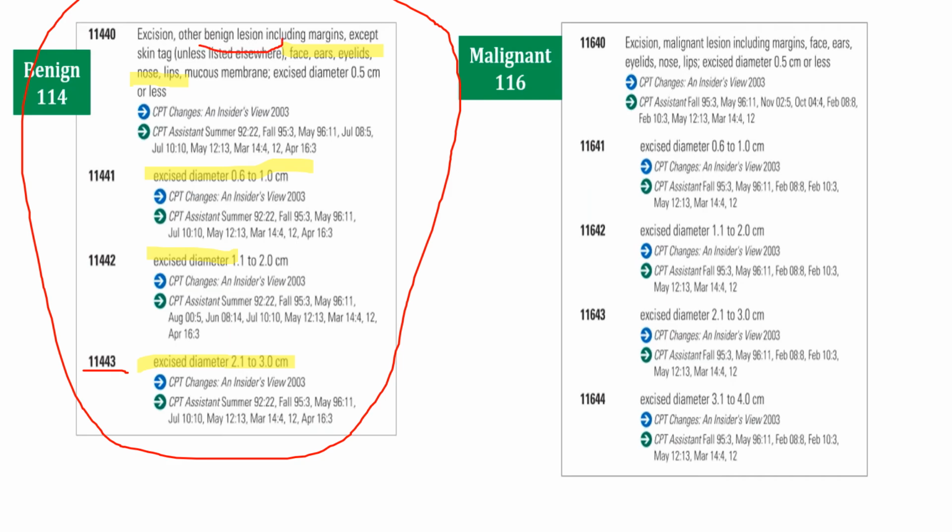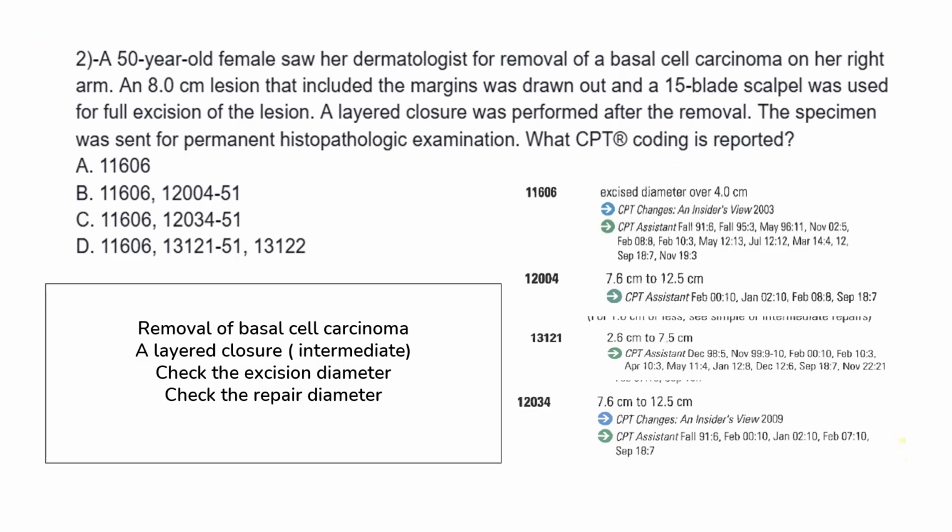A 50-year-old female saw her dermatologist for removal of the basal cell carcinoma on her right arm. An 8 centimeter lesion that included the margin was drawn out and a 15 blade scalpel was used for full excision of the lesion. A layered closure was performed after the removal. The specimen was sent for the permanent histopathological examination. What CPT code is reported?